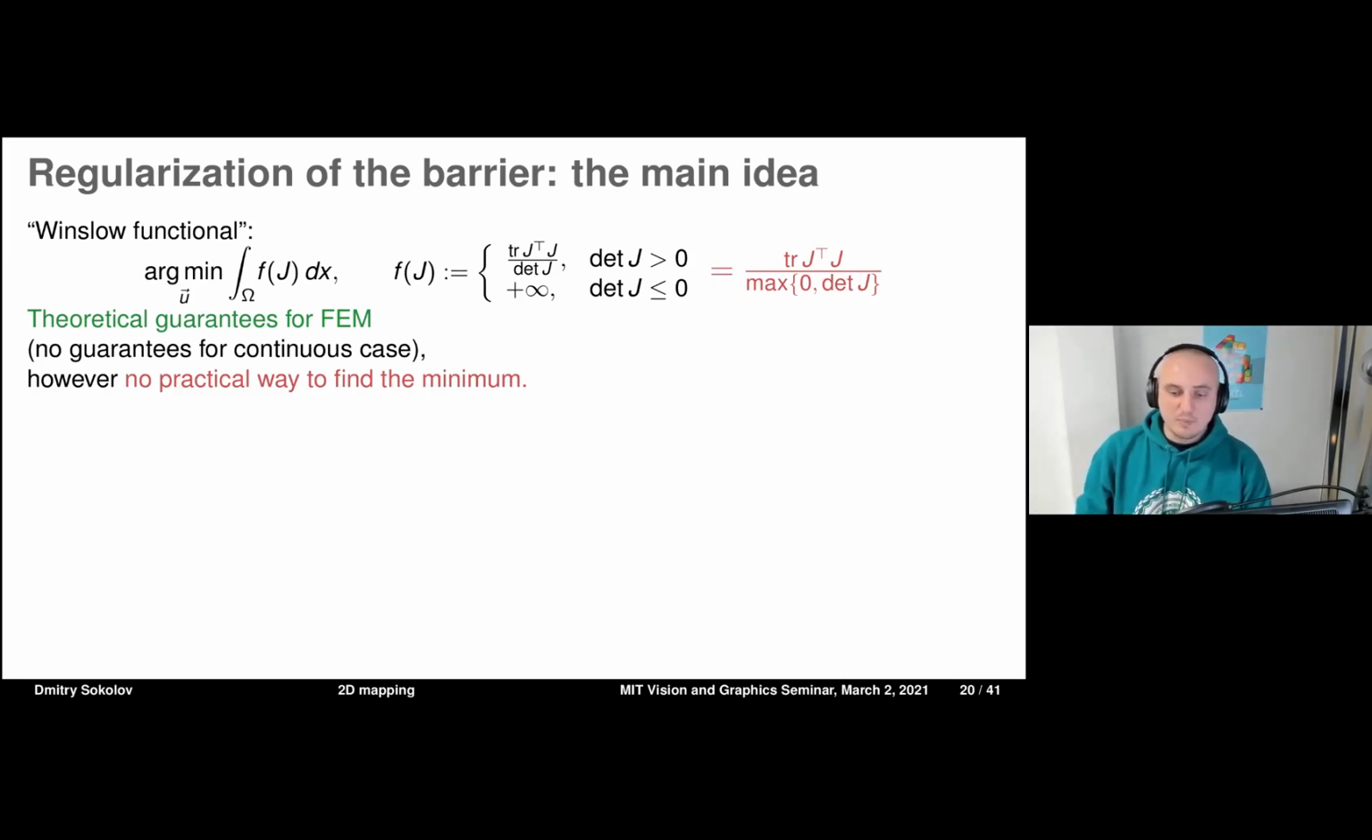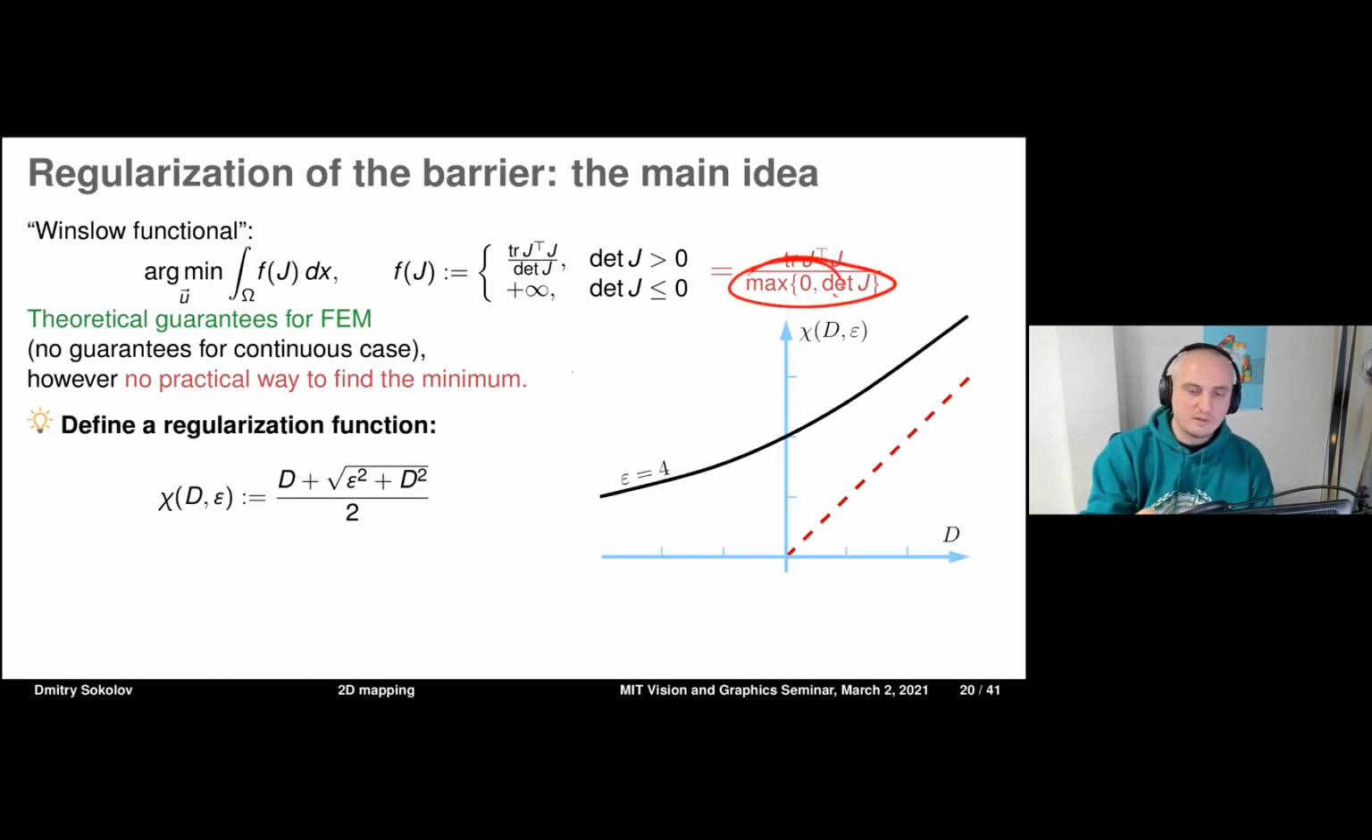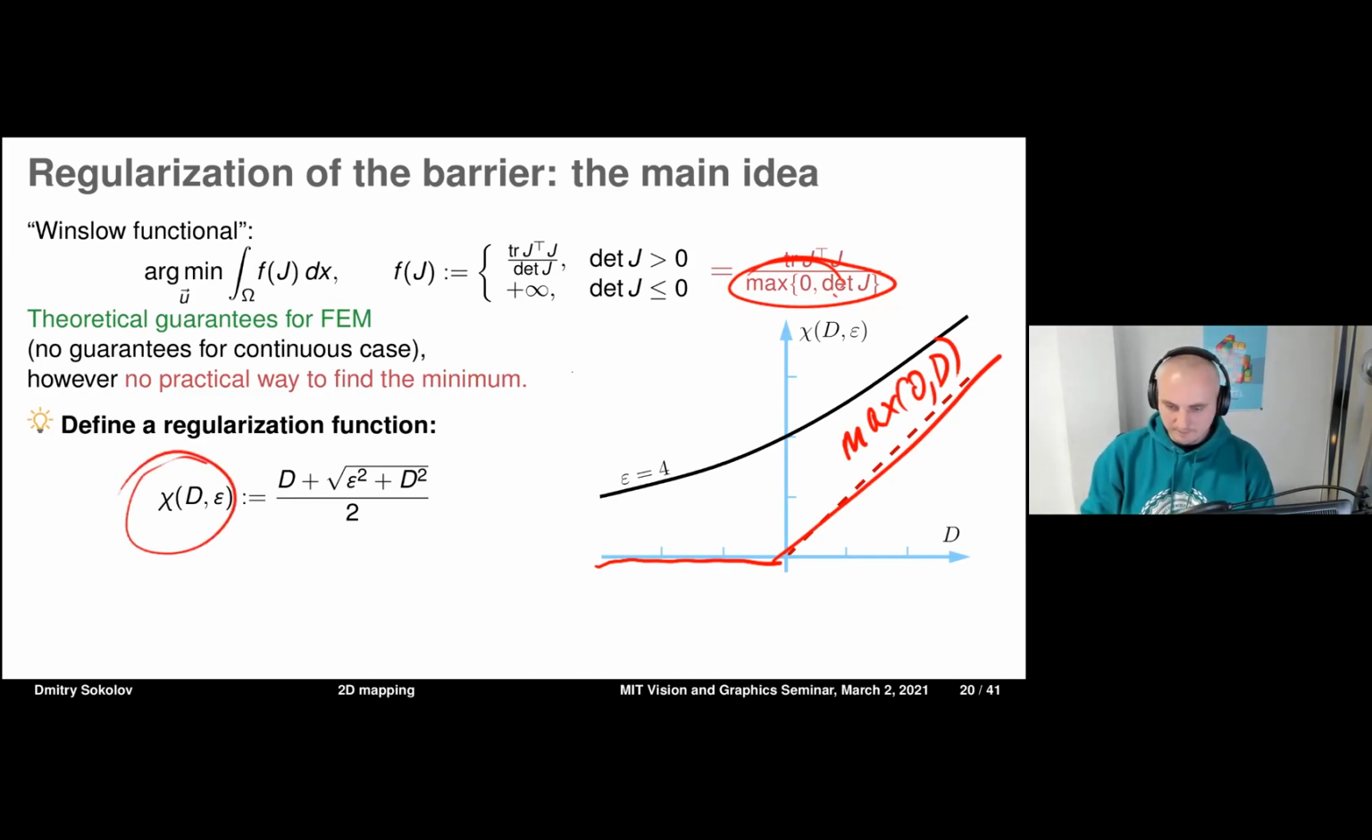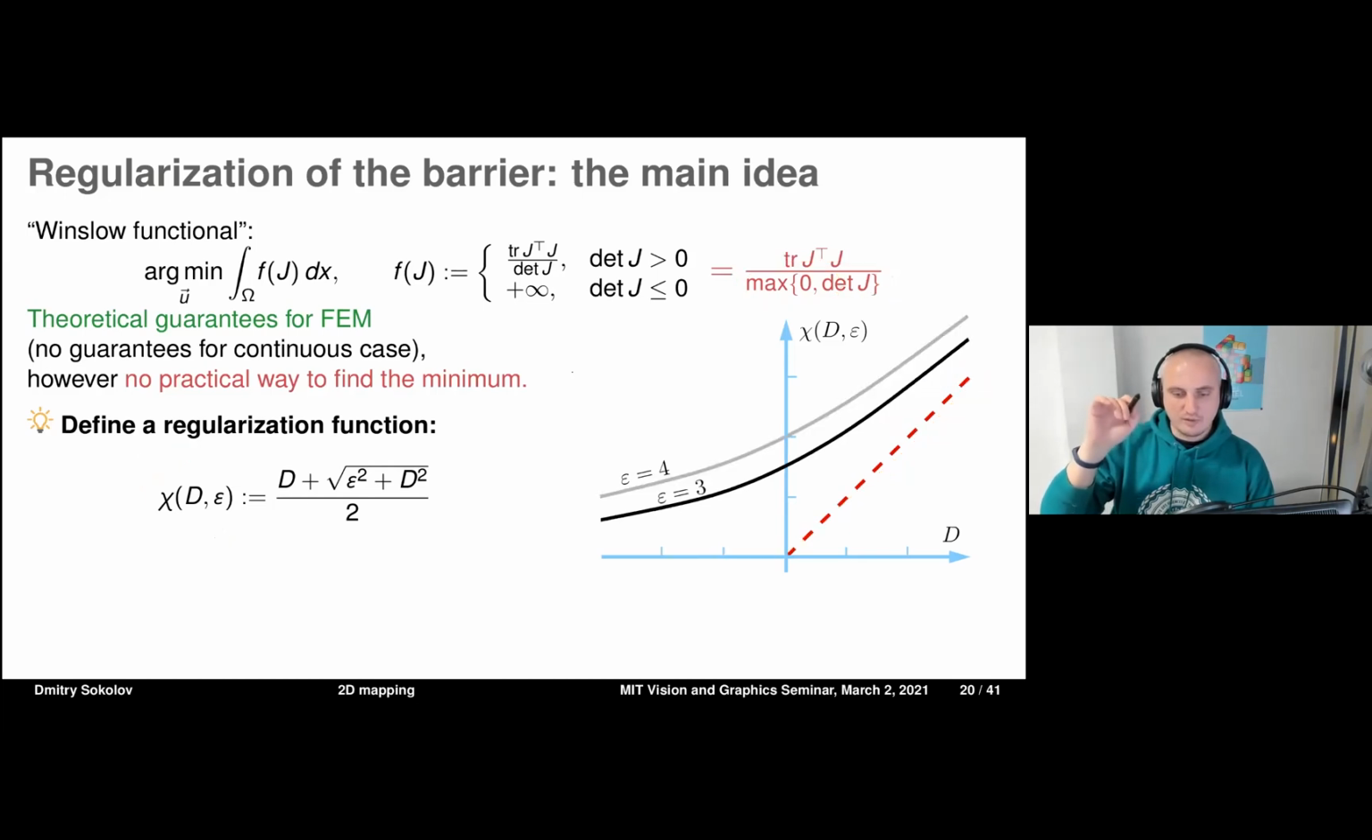First of all, let us plot the max function. So I'm interested in this plot. If we plot max(0, d), it looks like this. So let us define a regularization function, the function chi of d and epsilon. Check the function chi. As epsilon goes to 0, our regularization converges to the max function, while being perfectly smooth. Then we can rewrite the problem as follows.